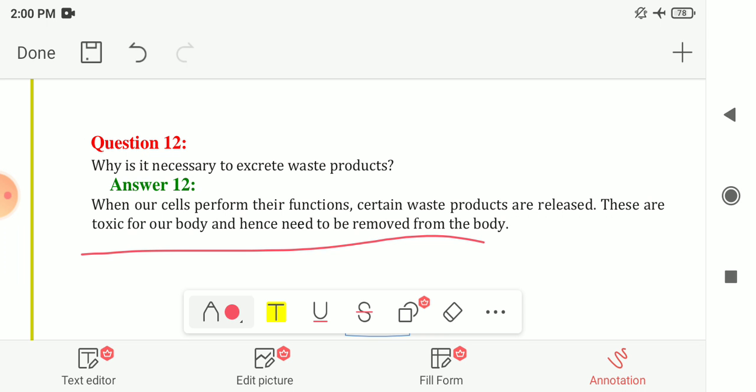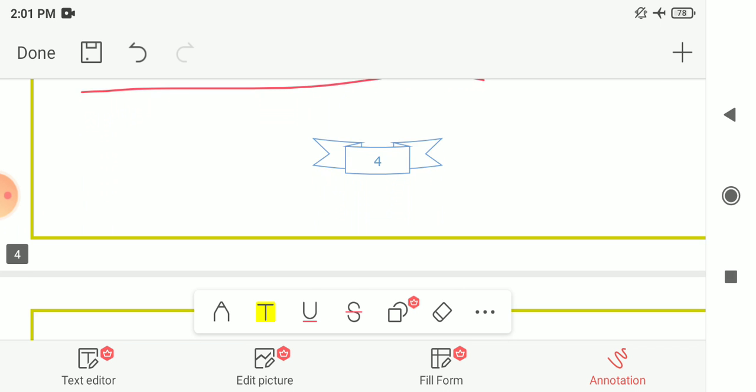We know that when our cells are performing these functions, certain amounts of waste products are also produced during these life processes, and these waste products are harmful for our body. So it is necessary to remove such toxic substances from our body. So excretion is necessary to remove waste products like ammonia, uric acid, urea. These are some of the toxic substances which are produced in the body. So this is excretion.